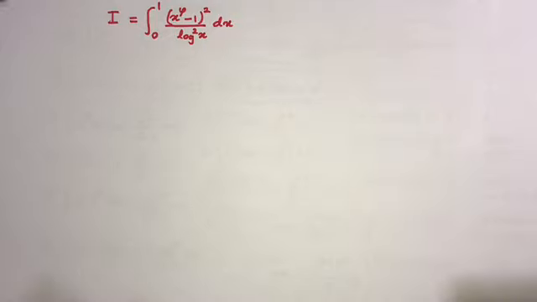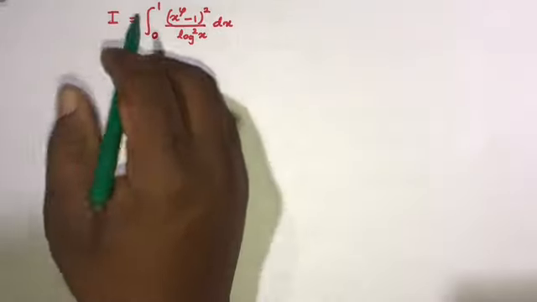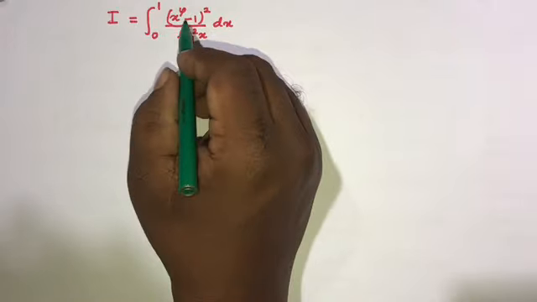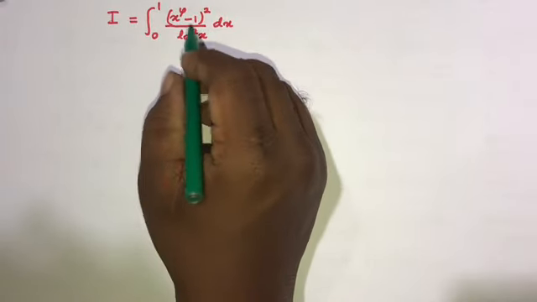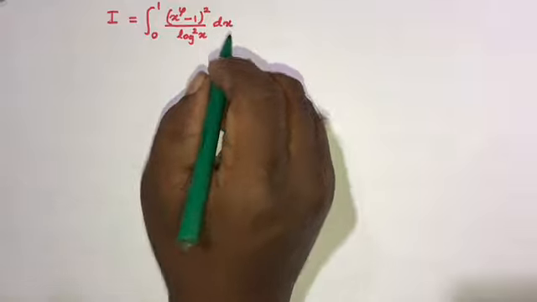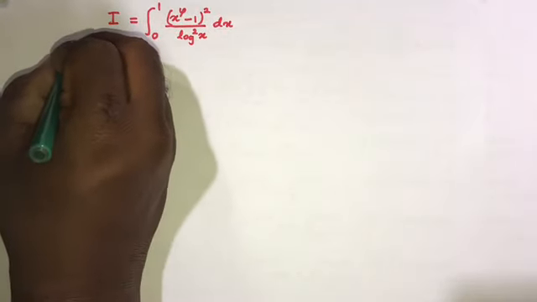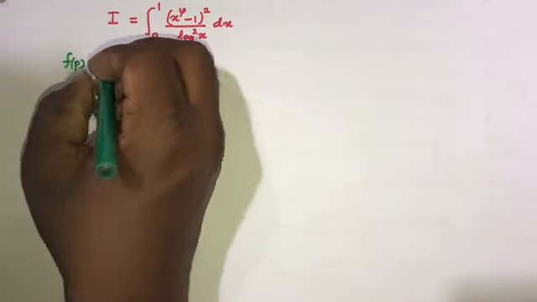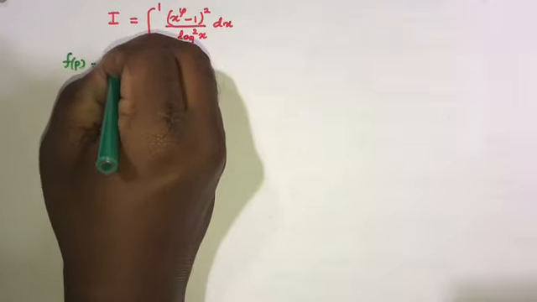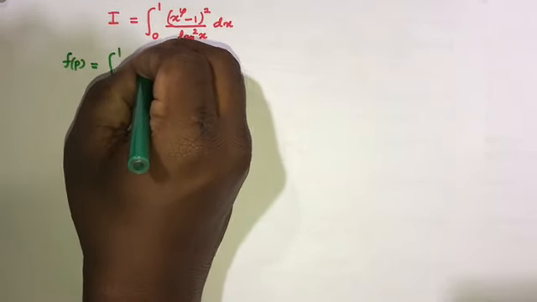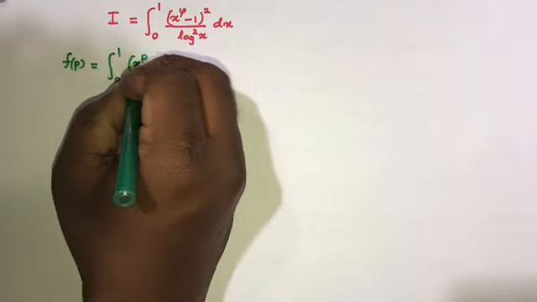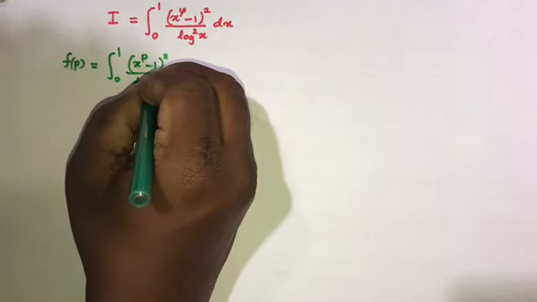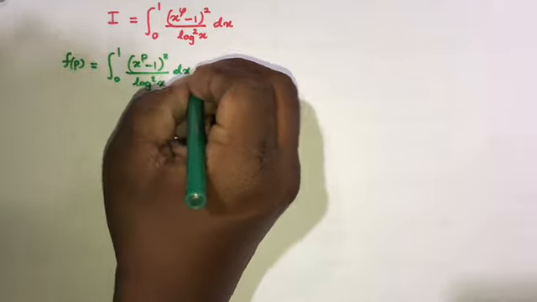Today we are going to solve another interesting integral: the integral from 0 to 1 of (x^(φ) − 1)² over log²(x) dx, where φ is the golden ratio. Well, how to begin? Okay, first I am going to define a function f(p) equal to the integral from 0 to 1 of (x^p − 1)² over log²(x) dx.